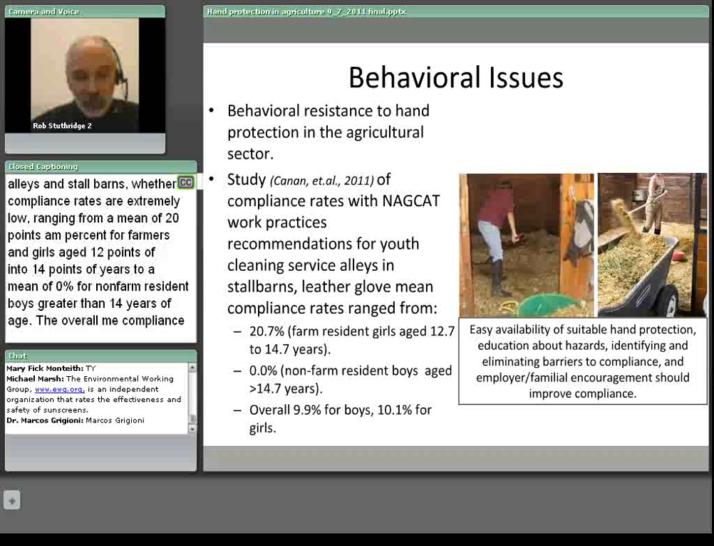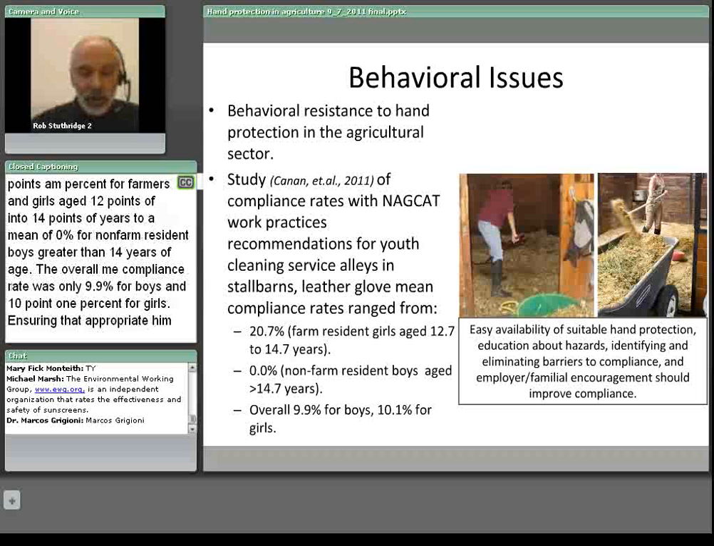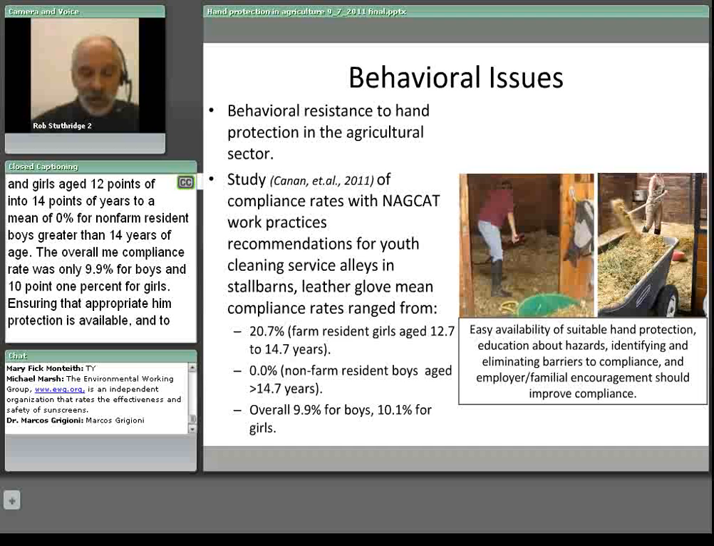So ensuring that appropriate hand protection is available, educating all workers about hand hazards, identifying and eliminating all barriers to compliance, and employer or familial reinforcement of hand protective behavior may all have a positive impact on compliance.